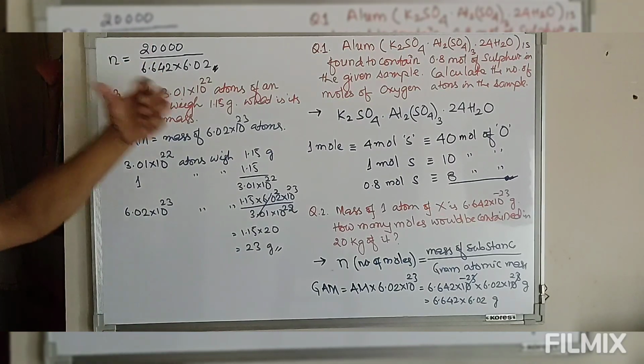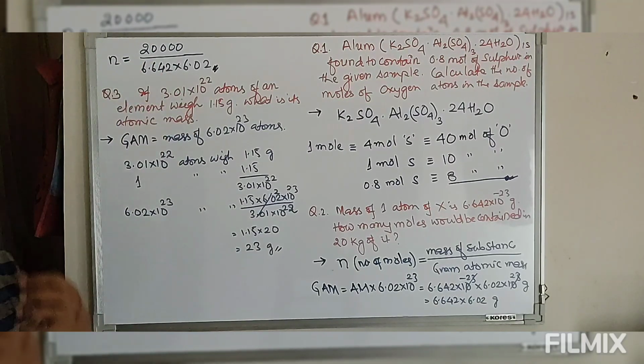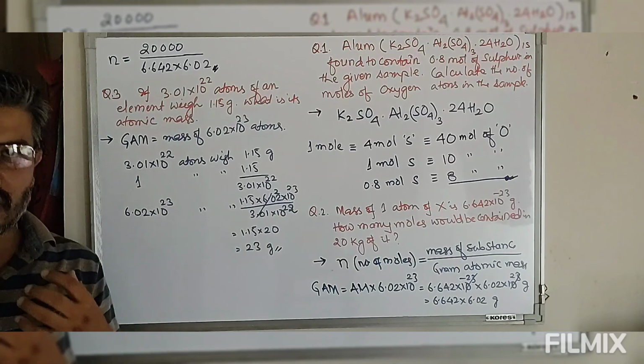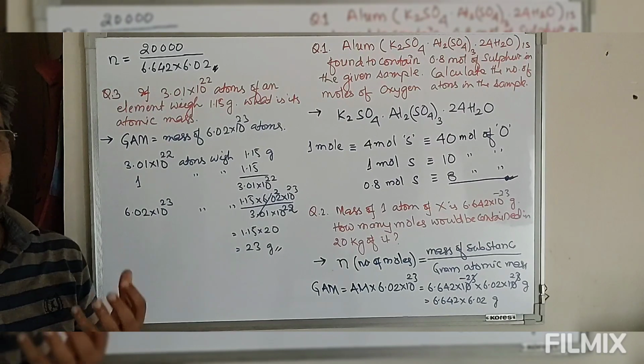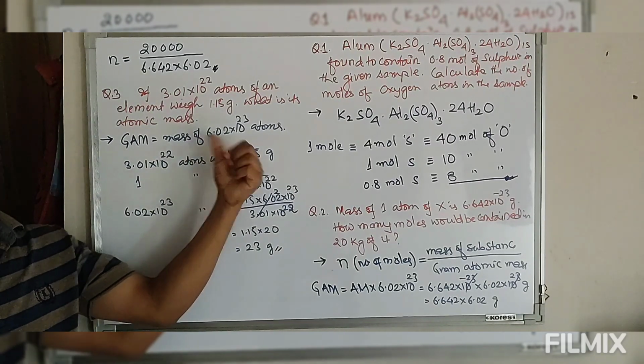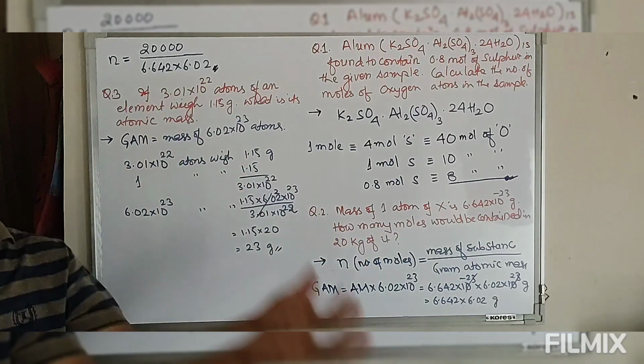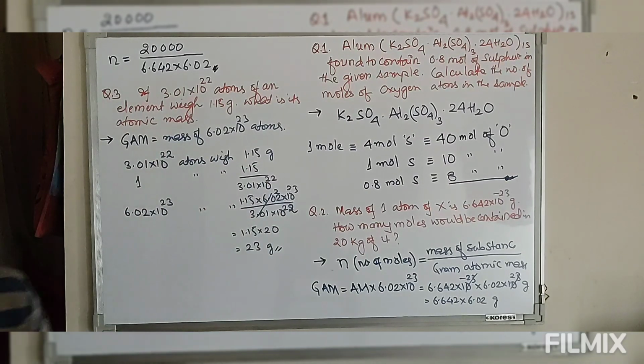So again we are using the definition of gram atomic mass. Gram atomic mass is the mass of one Avogadro number, that is known as 1 mole, that is 6.02 into 10 to the power 23 atoms, expressed in gram unit.